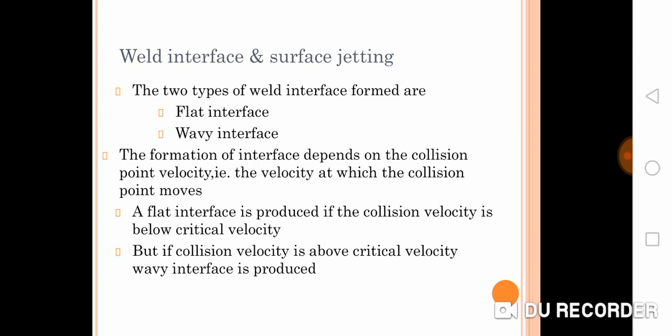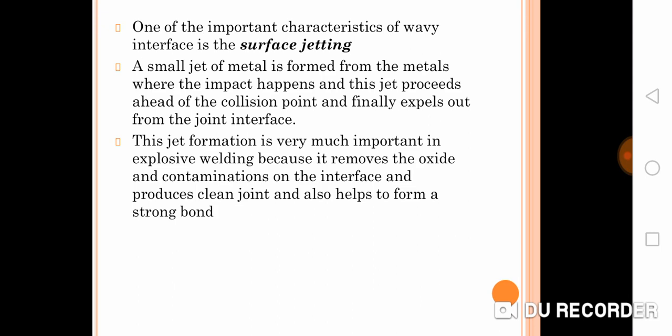So there will be a critical value for the collision point velocity, and a flat interface is produced if the collision velocity is below the critical velocity. On the other hand, if the collision velocity is above the critical value, then a wavy interface is produced. Comparing wavy and flat interface, the wavy interface often gives a much better weld joint and properties for the weld. Now the other thing associated with explosive welding is the phenomenon known as surface jetting.